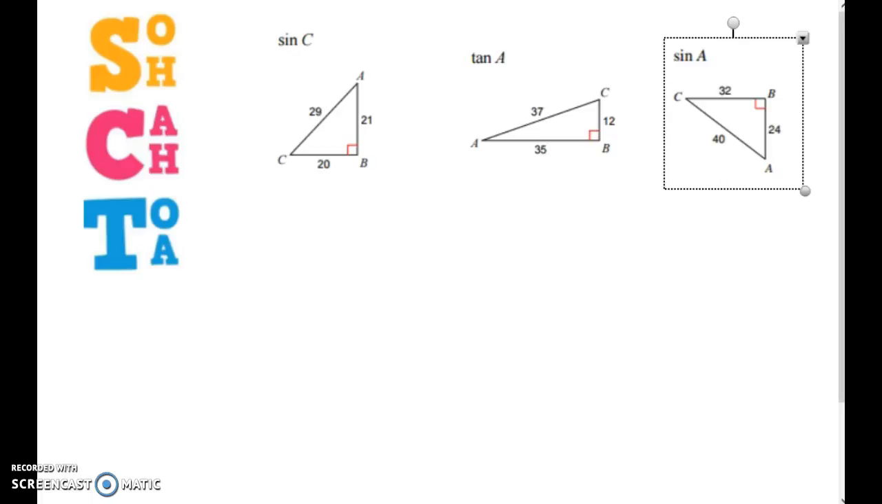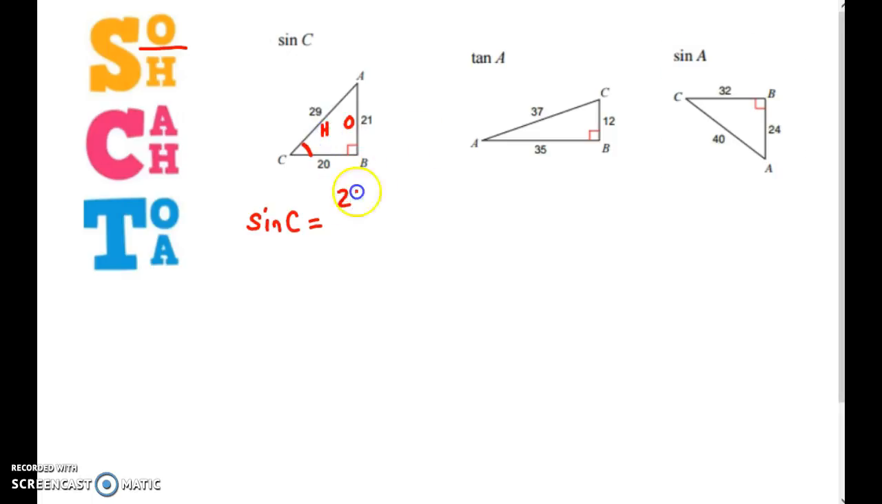So let's try and put this stuff to use. Here we get a nice setup. When it's written this way, you can actually see the opposite over hypotenuse, and then we can do the problem. So sine of C. Sine of C is going to be my opposite of C, which is over here, divided by my hypotenuse of C. So it's just 21 over 29. And you are done the entire problem. The awesome part about this is that's just it. It's the ratio, 21 divided by 29, and you are finished. That is sine of C.